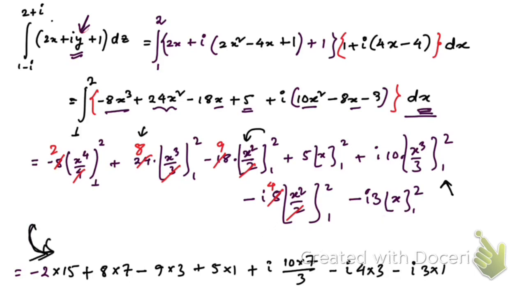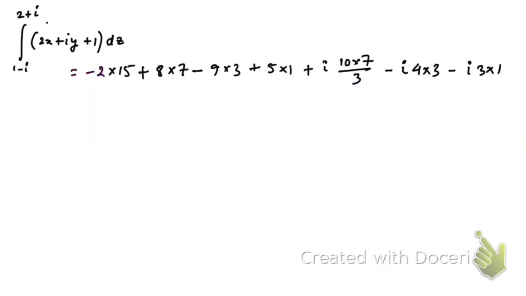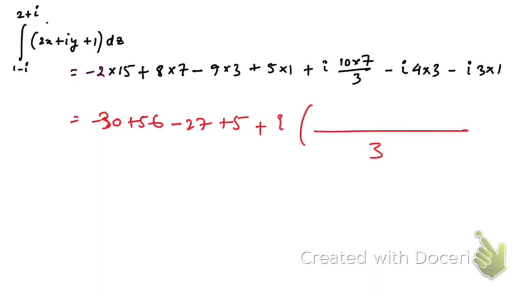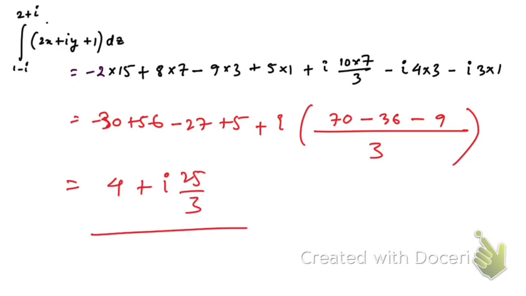Copy this result and let me go to the new slide. Okay, so here we have got this. So now if you do the calculation, then it's going to be minus 30 plus 56, minus 27 plus 5, then plus taking I common, 3 is the LCM, then 70 minus 36 minus 9. So then here you're going to get 4, then I 25 by 3. That's what you're going to have. So hope you have understood this.